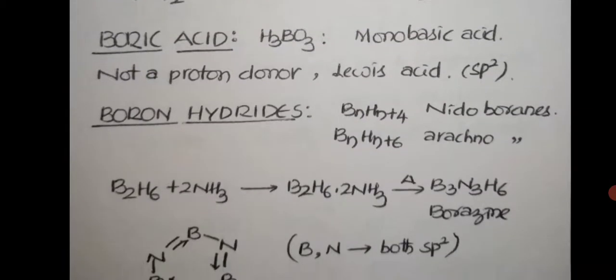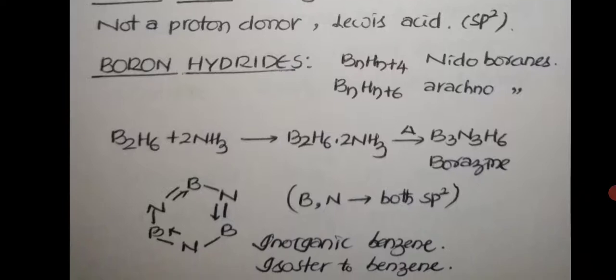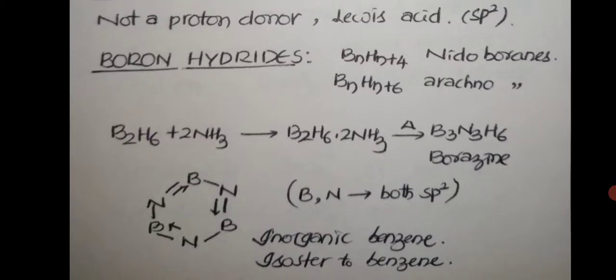Boron hydrides, BnHn+4 type are called nido-boranes, BnHn+6 type are called arachno-boranes. B2H6 when it reacts with ammonia forms the diammoniate of diborane, B2H6·2NH3, which on further heating gives B3N3H6, which we call borazine, inorganic benzene, isostere to benzene having the same number of electrons and the same number of atoms. You can call B3N3H6 borazole or borazine.